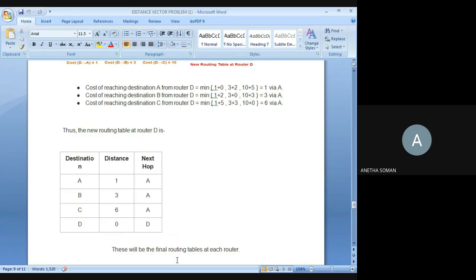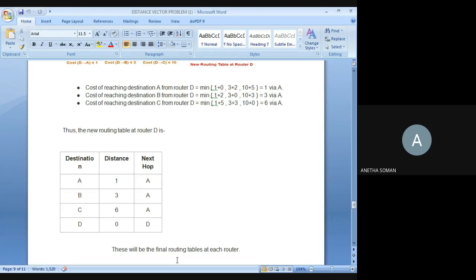And here you can stop because from all the nodes you have got the minimum cost. Still now you are not able to reduce it. So you can stop it here. So this will be the final routing tables at each router. Okay, so find out where the mistakes you have made and do it once again.